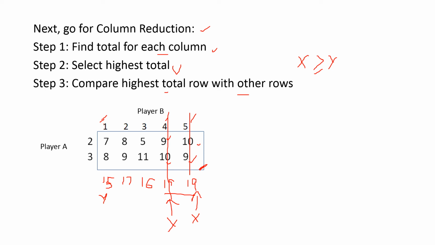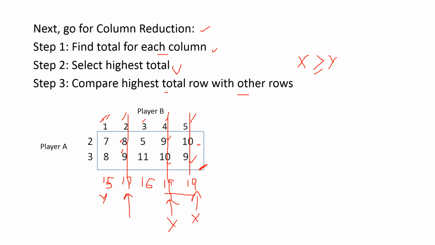Now again, the next highest is 17. Compare the second row and the first row. 8 is greater than 7, that is okay, and 9 is greater than 8, that is also okay. Now ignore this column. Now you have the balance first column and third column with you.